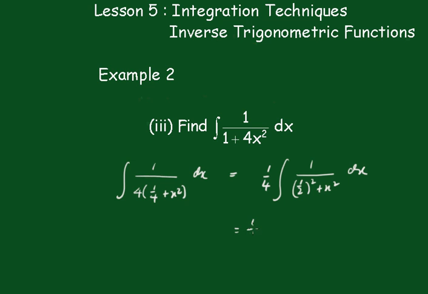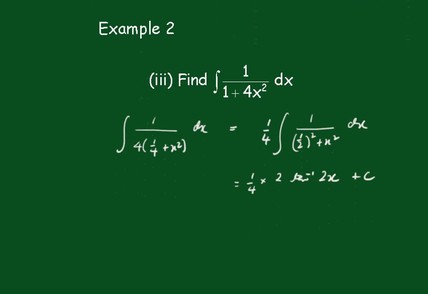Now that's 1 on 4 times, this is the inverse tan, so that'll be 1 over a half, which is 2, tan to minus 1 of x over a half, which is 2x, plus a constant, and just tidying that up a little bit, we get 1/2 tan to the minus 1 of 2x.